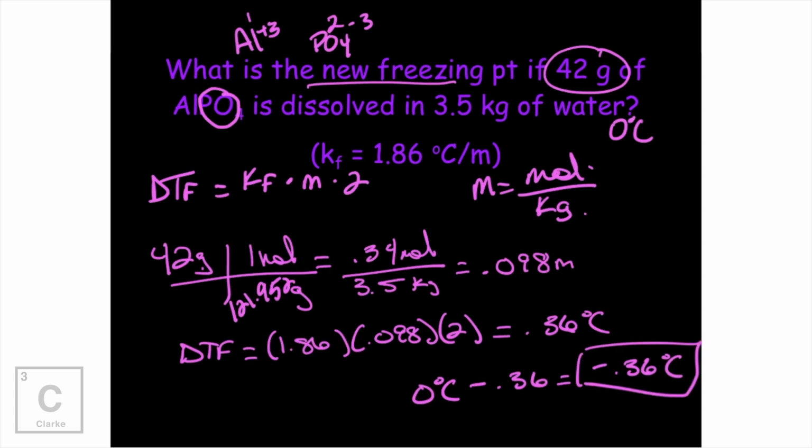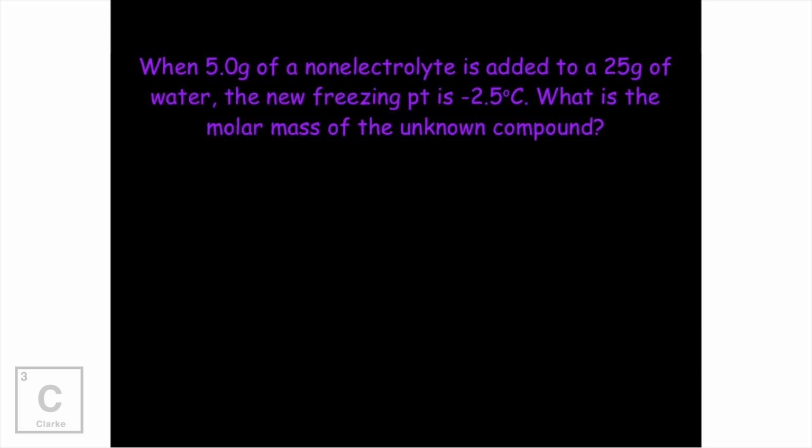Let's try one more example. When 5 grams of a non-electrolyte is added to 25 grams of water, the new freezing point is negative 2.5. What is the molar mass of the unknown compound? That is quite a bit of a different question, isn't it? Let's first start with writing our formula. That always gets your thoughts straight. And we're talking about freezing. So we've got the change in the freezing point equals the constant times the molality times the Van't Hoff factor.